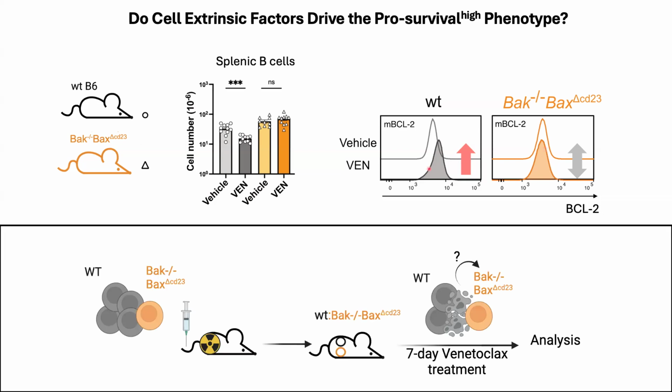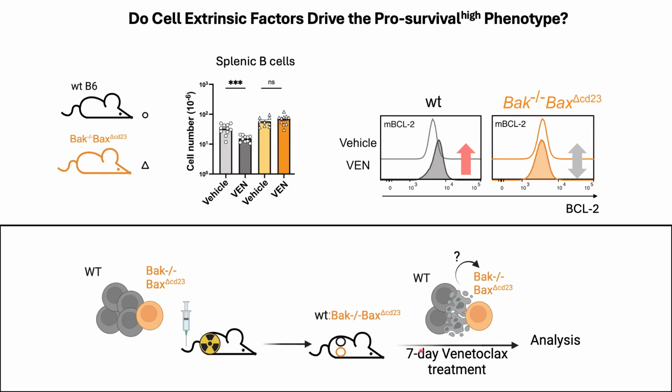Okay, but we wanted to know whether, if there's an extrinsic factor, it might be linked to apoptosis. So we wanted a situation where there were cells resistant to venetoclax, but in a scenario where apoptosis was occurring. For this, we made mixed bone marrow chimeras. We took bone marrow from wild type and these BAX/BAK deficient cells, put them into lethally irradiated recipients, and waited for the B cell compartments to arise.